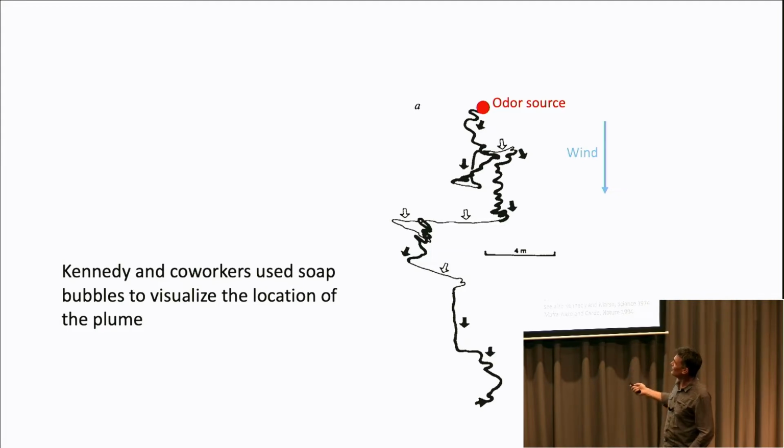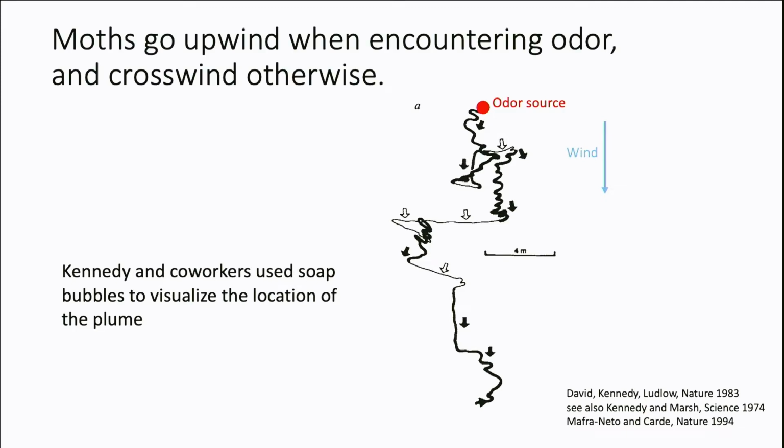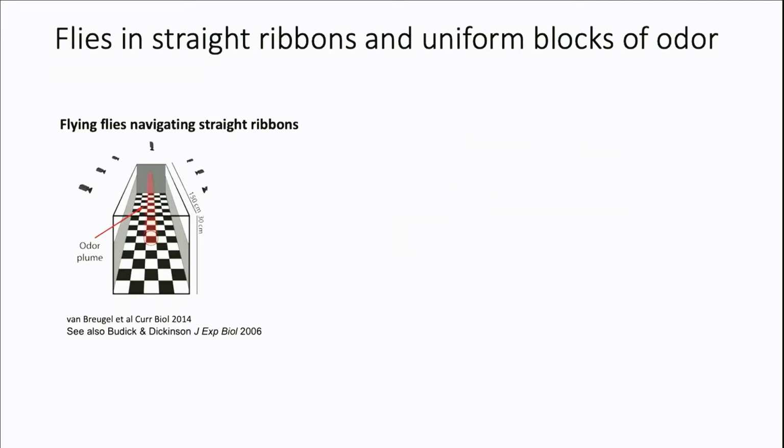What we learned from this is that when the animal encounters the odors, it turns upwind. So it uses the direction of the wind to go up towards the source. When it loses it, it goes crosswind to try to reconnect with the plume. Okay? So the basic strategy is to go upwind when you find something and then go crosswind when you lose it.